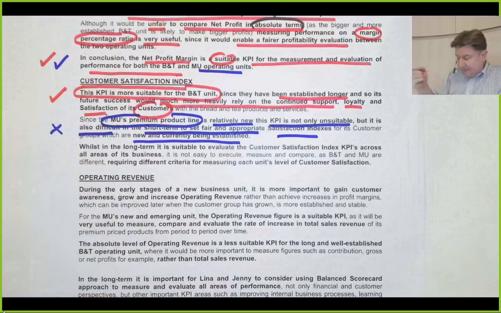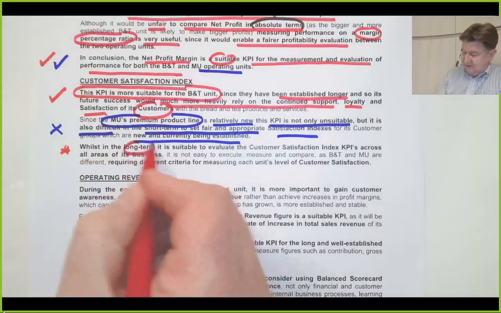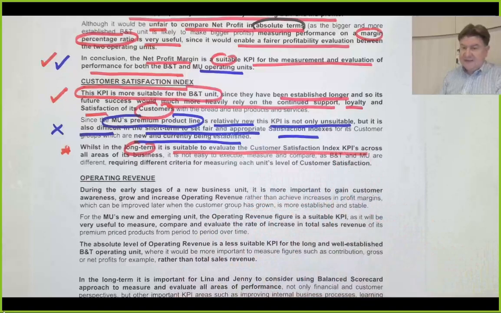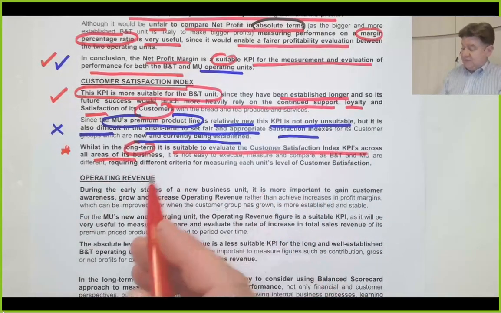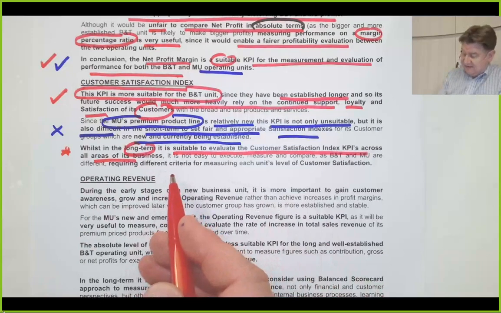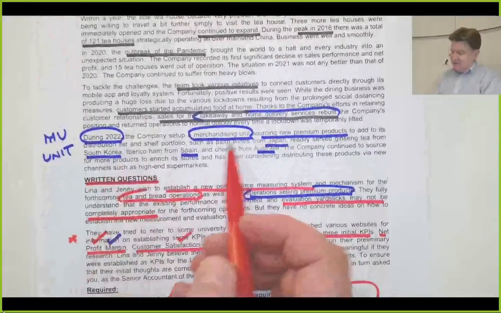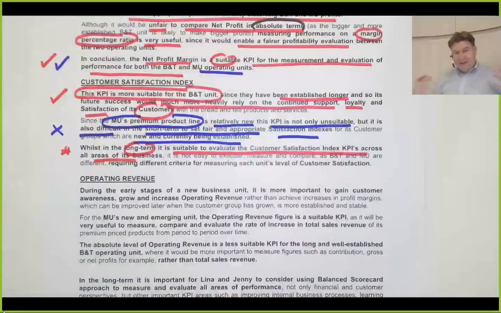We're going to say, but of course, in the longer term, so let's explain here, longer term, of course, it is suitable to evaluate the satisfaction across all the areas of the business. But of course, again, we'll be thinking about different criteria for different units, therefore. So this would be more traditional bread and tea. This would be more, you know, maybe modern merchandising, premium products, so luxurious brands. There would be differences between those actual two.